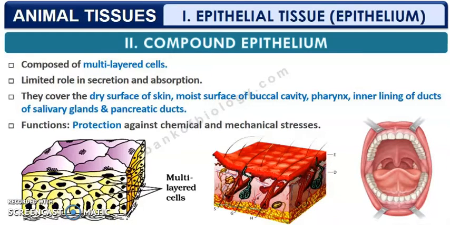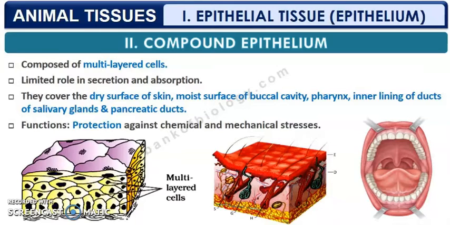Simple epithelium, as we studied, is made up of a single layer of cells, but compound epithelium is made up of more than one layer, which is called multi-layered cells, right? So they have only a very limited role in secretion and absorption, because they are composed of multi-layered cells, not just single-layered cells. The amount of substances which they secrete and absorb is very limited.